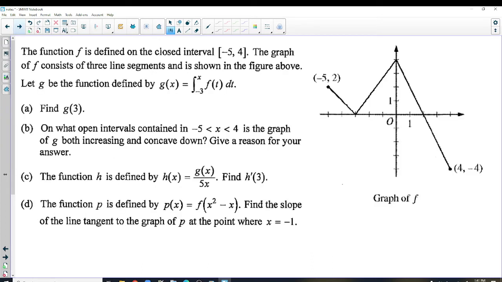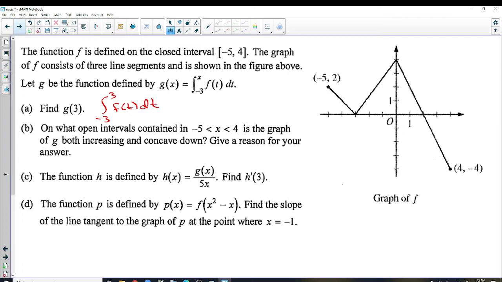The function f is defined on the closed interval negative 5 to 4. The graph of f consists of 3 line segments and is shown in the figure above. Let g be the function defined by g of x equals the integral from negative 3 to x. So they want g of 3, the integral from negative 3 to 3 of f of t dt.